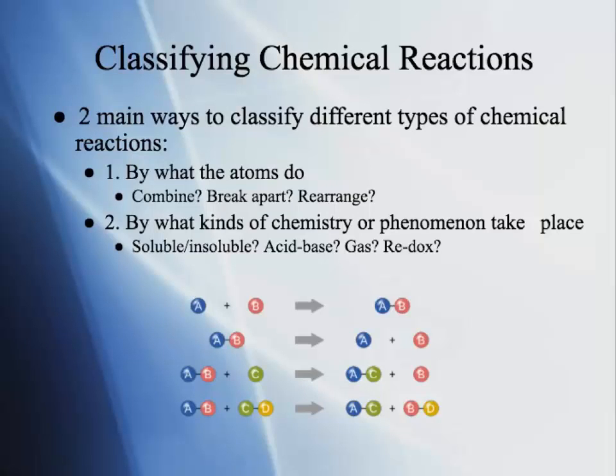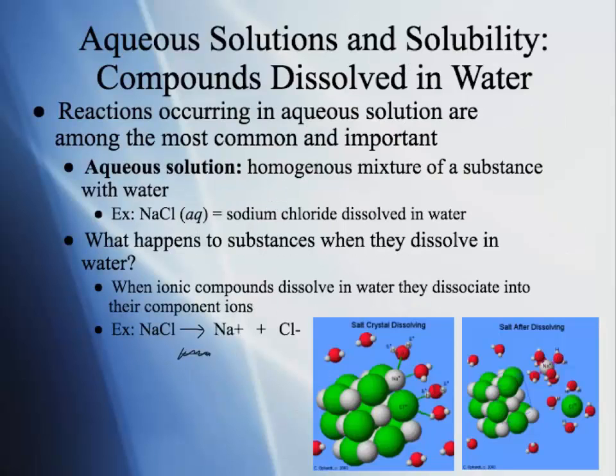All right, so before we talk about specific types of chemical reactions, first let's talk about aqueous solutions, because most of the chemical reactions that are going to take place, especially in the lab and also in the real world, are when at least one of the substances is in an aqueous solution. So what is an aqueous solution? It's a homogeneous mixture of a substance with water. So basically it's whatever substance we're talking about mixed with water. For example, an aqueous solution of sodium chloride would have table salt, sodium chloride, dissolved in water.